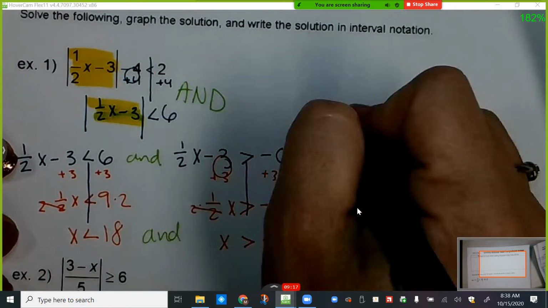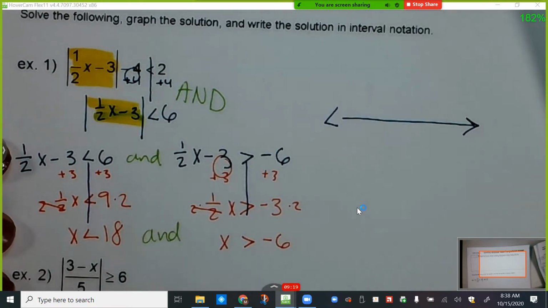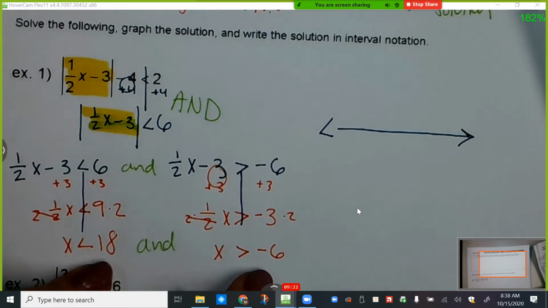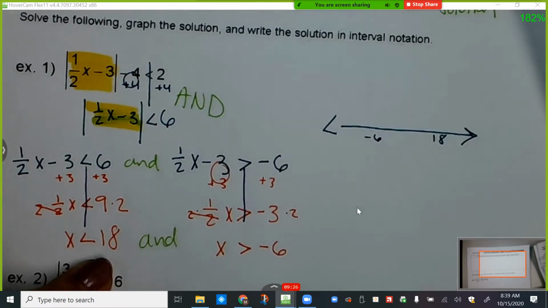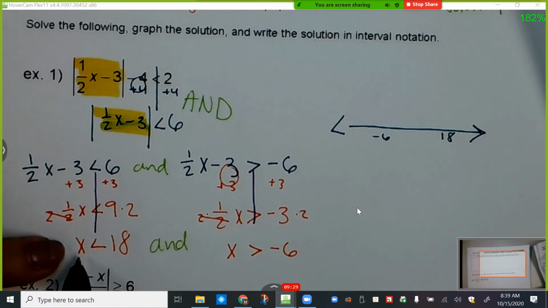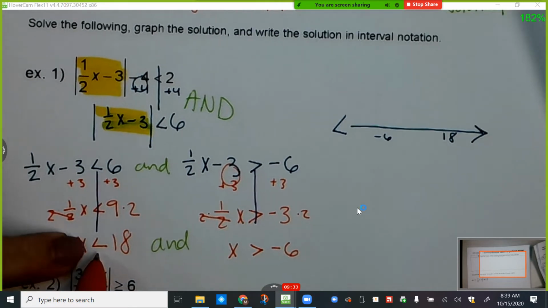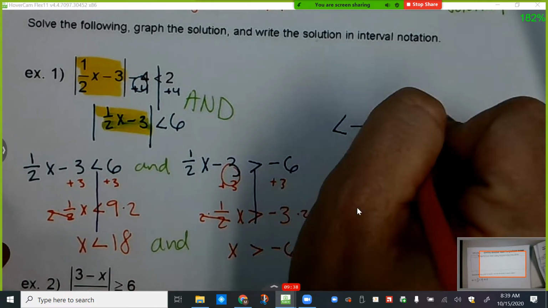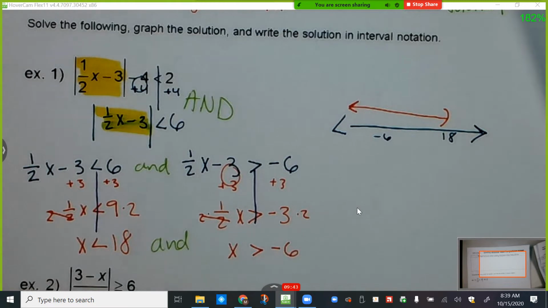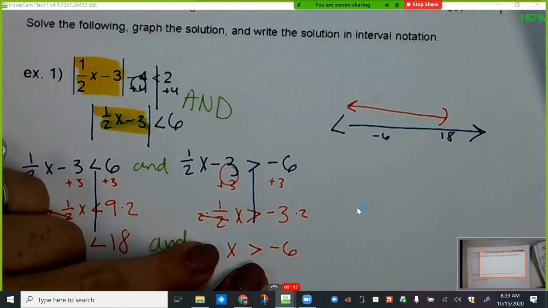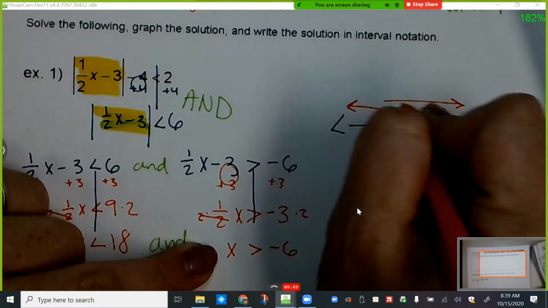So when I come over here to graph it, I have 2 numbers. Which one's smaller? I have positive 18. What's this telling me? X is less than 18. Less goes this way, and it's not equal to, so it's a parenthesis. Everybody okay with that? Then this one tells me x is greater than -6. Greater goes to the right, and is not equal to.